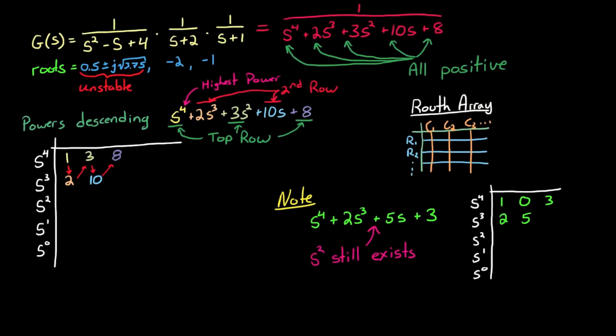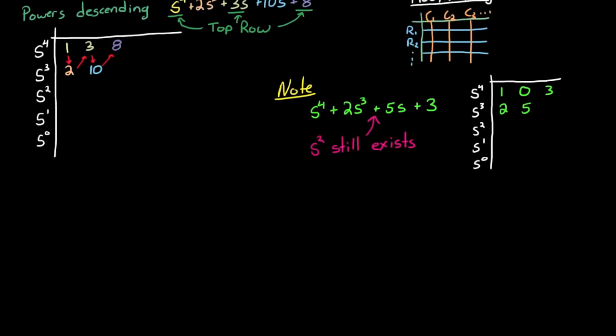Alright, at this point you've set up the table and you've populated the first two rows. Now to fill out the bottom rows, you need to perform a series of repetitive math operations.